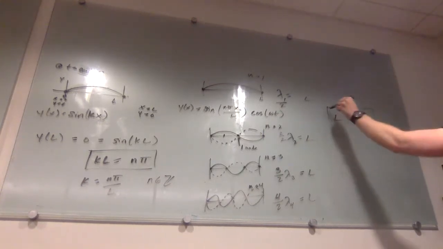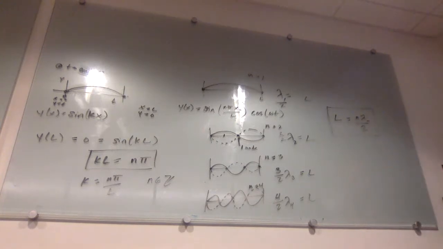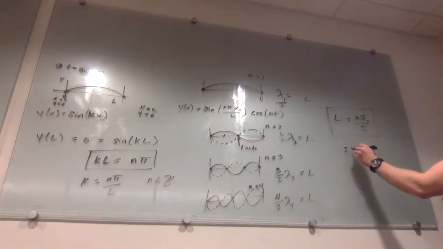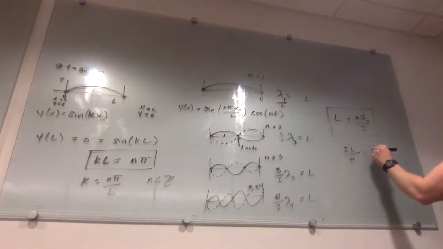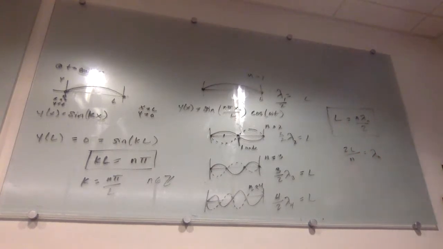So the relationship, if you needed to find, let's say, the wavelength, I guess that's kind of a weird thing to find. I guess that's fine. You could also just say 2L over n is lambda n. Anyway, this would be the wavelength if you have a piece of string of length L fixed at both ends, and you needed to find the wavelengths of the nth harmonic, you would get this.